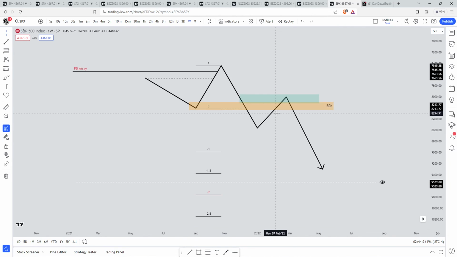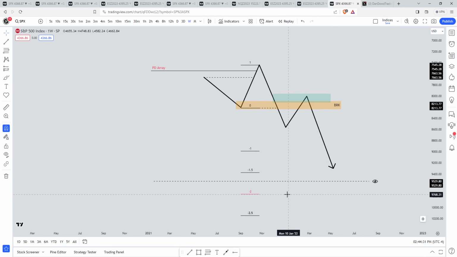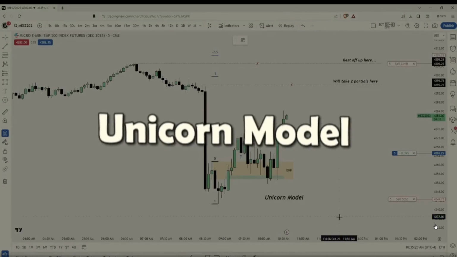If you were to flip it, same exact thing goes. You're drawing it from the high of the breaker down to the low of the breaker. Then price can target these standard deviation levels. So here's a live execution of me trading a unicorn model. I'll leave it in the description down below so you guys can check it out if you want. I did post it on my Twitter. But here's what it looks like.